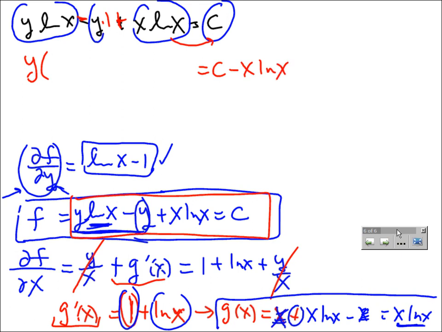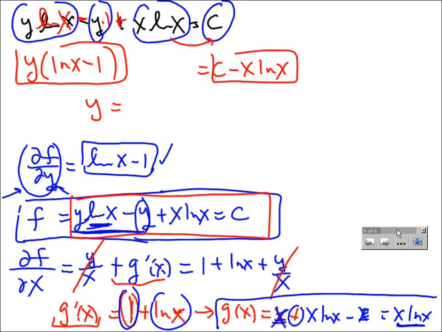I only have terms that have y's on the left side now. And then I write down everything but y, which is in red. It's ln of x minus 1. So y, dividing both sides of the equation by ln x minus 1, y is c minus x ln x over ln of x minus 1.